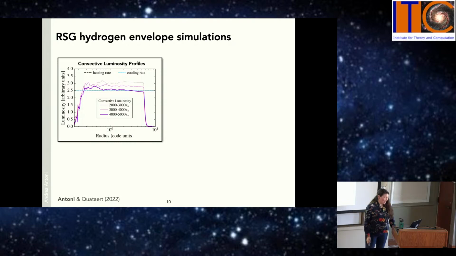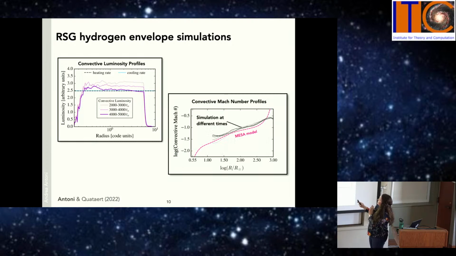Okay, so once I'm in thermal equilibrium, to make sure I've set my heating rate well, I look at convective Mach number profiles in my envelope. These are my simulation at different times over the region that I care about, and I'm comparing to a MESA model, which is pretty typical of red supergiants. So my setup, which is totally dimensionless, can be scaled to a variety of red supergiant models that have a MESA profile similar to this in their convective luminosity, or convective Mach number profiles.